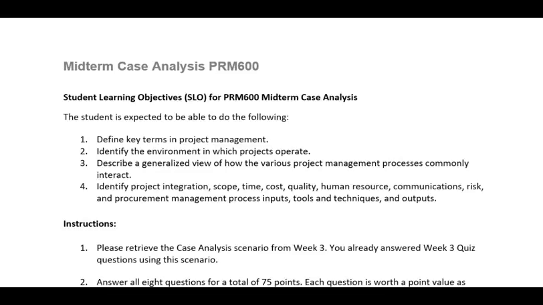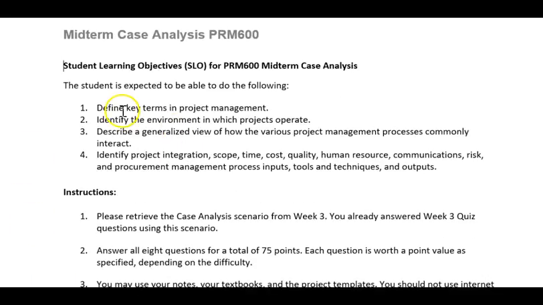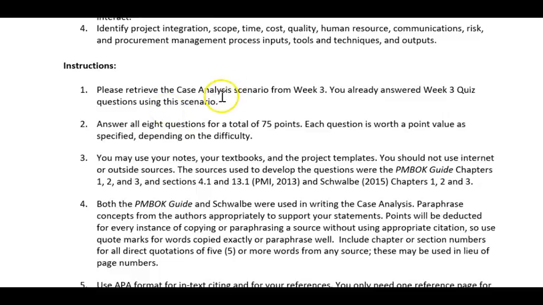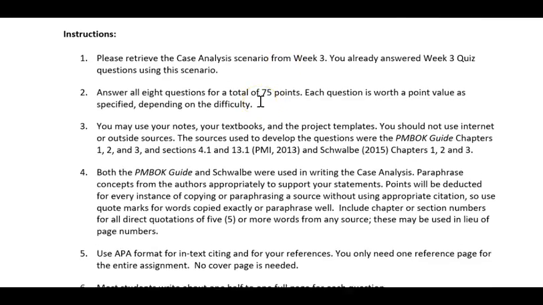The other document that we should quickly talk about is the midterm case analysis for PRM 600. What you're expected to be able to do is show some progress against some of the course student learning objectives. So go back, get that case analysis that you used for the quiz in week 3, and answer the 8 questions in this document. You do not need to use APA style. Single spacing is great. You can use your notes, your textbooks. You might want to use the PMBOK guide study templates to help you out. Do not use internet or outside resources.